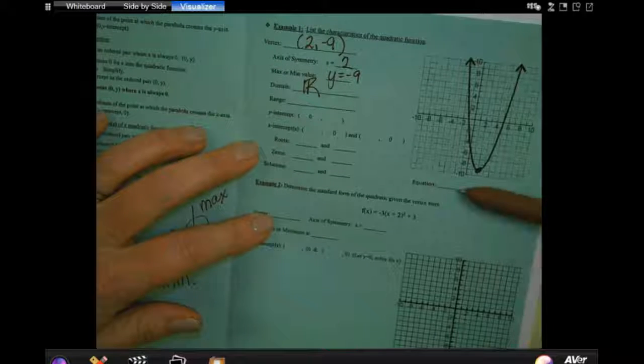Bottom to top. So what's the bottom of this parabola? Negative 9. The y-intercept is going to be where it touches the y-axis. So what does that touch at? Is it negative 5 or negative 4? Okay, so we'll call it negative 5. The x-intercept touches at negative 1 and 5. So what are the roots, zeros, and solutions? It's all the same thing, right? So this is negative 1, and this is 5.